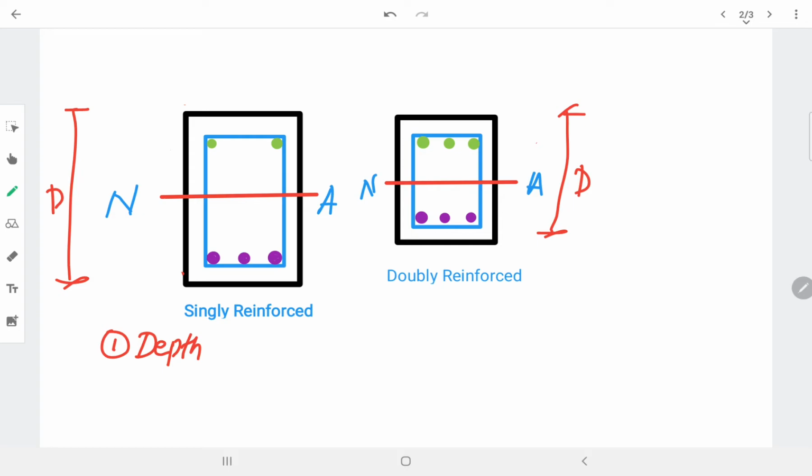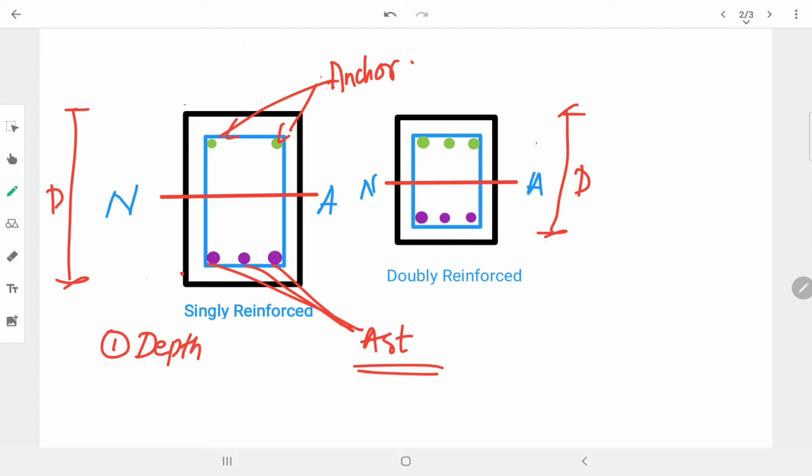And the second difference is what, here these are the reinforcement. This is main reinforcement, so here we will be getting AST. And these are the anchor bars. Whatever the reinforcement which we have provided at the top is anchor bars.